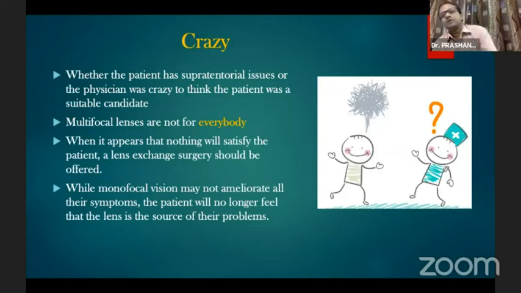Sometimes it's just craziness of the patient. Sometimes it's difficult to decide whether the patient was crazy or the doctor was crazy. If the patient is not satisfied with anything, whatever you do, the patient has a supratentorial issue, or the doctor is crazy to think that all patients can undergo a multifocal implant. Multifocal is not a lens for everybody. And if you feel that nothing is satisfying the patient, we can consider changing a multifocal lens to a monofocal lens. Sometimes it will not ameliorate the symptoms, but the patient will be satisfied that the multifocal lens is at least not the cause of the problem.